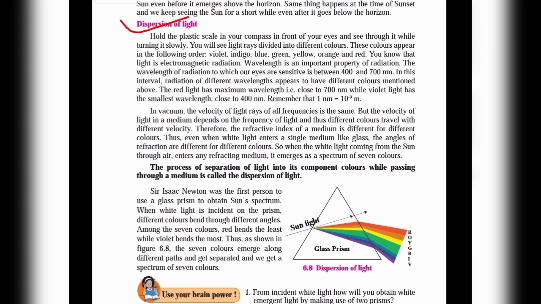Here it is given: you will see light rays divided into the different colors. These colors appear in the following order. And which colors are there? Remember a key for that word, that key is very important. VIBGYOR. Which key we have to use? VIBGYOR. What is meant by it?